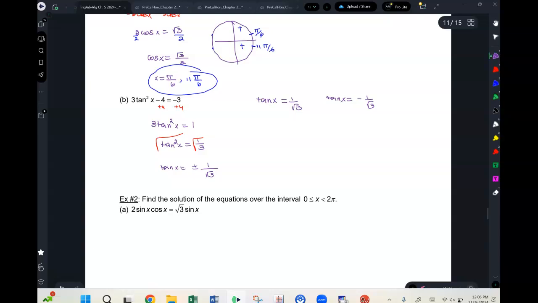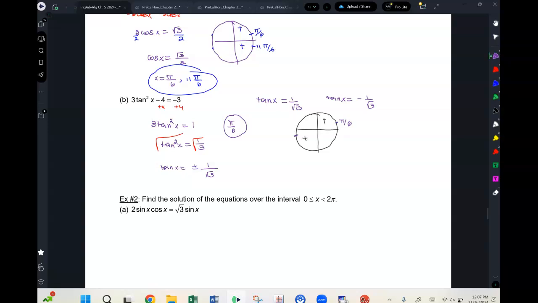So now, we're looking at the pi over 6's. Let's look on the unit circle. Tangent is positive here and here. So this one is pi over 6. And now we want the equivalent here.